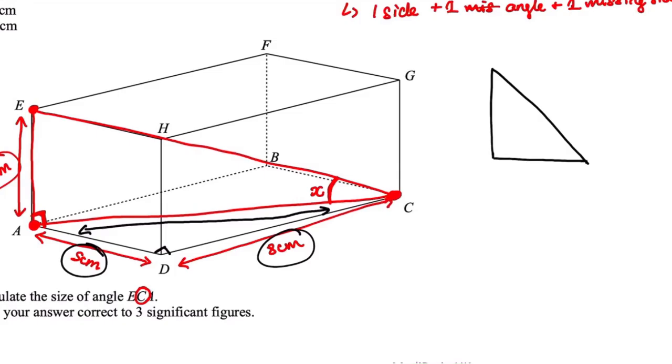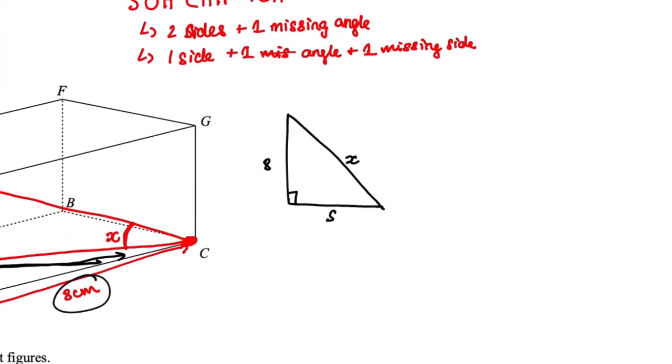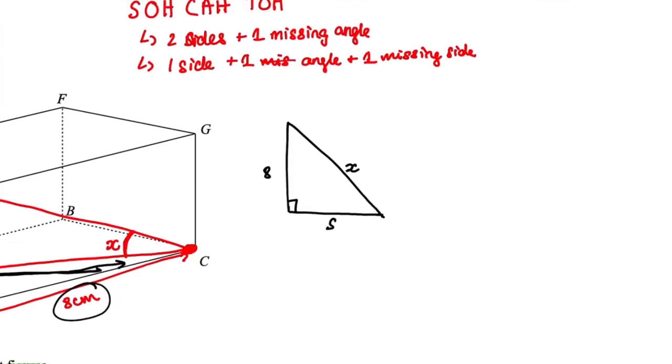So we've got the right angle triangle over here. We're going to have 5 at the bottom. We're going to have 8 over here. And this is x. That's what we need to work out. That's the side, which is this black side over here, that we're going to work out. So again, 3 sides, 1 unknown. We can use Pythagoras. a squared plus b squared equals c squared.